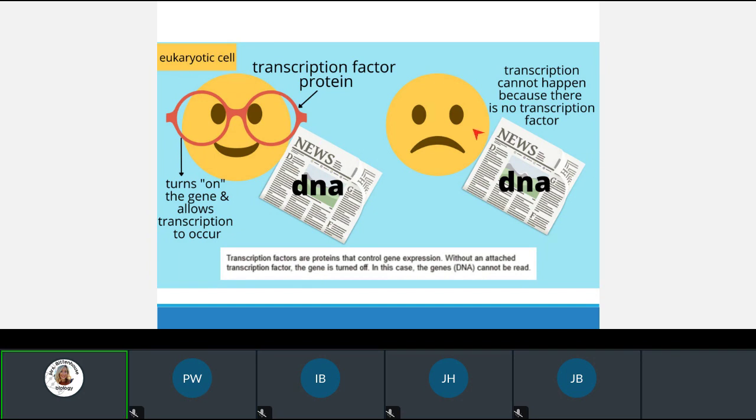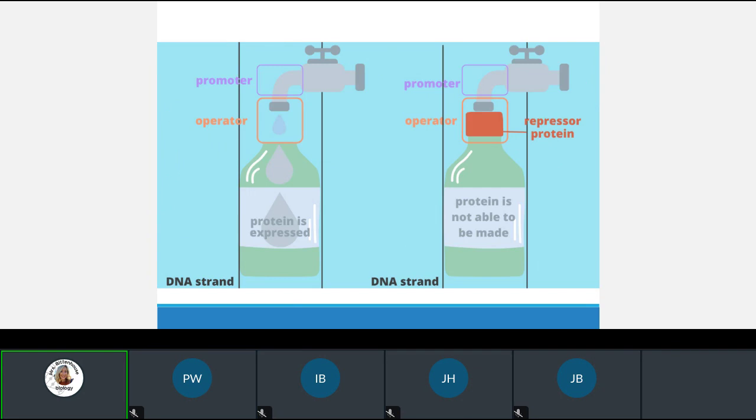So this is in the eukaryotic cell. So we want to relate the water bottle diagram, and you're welcome to screenshot this. Water bottle diagram.